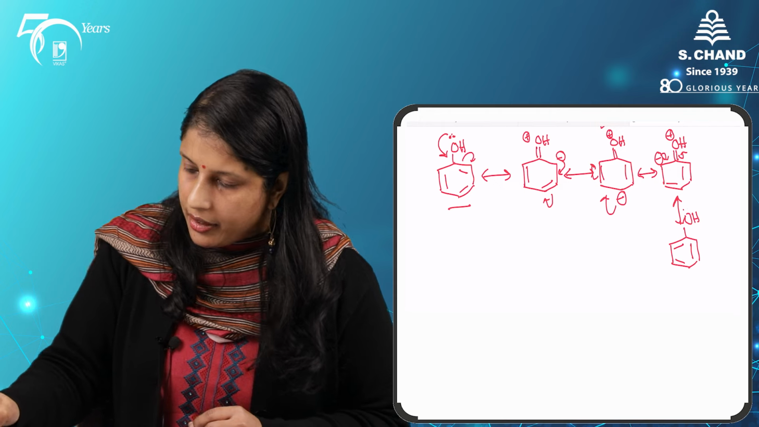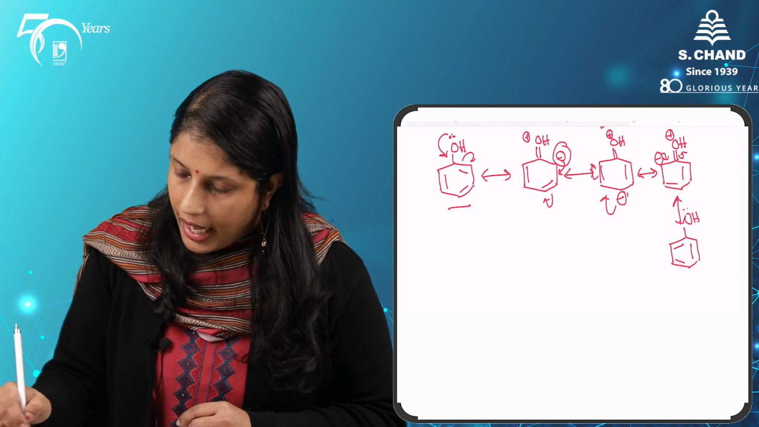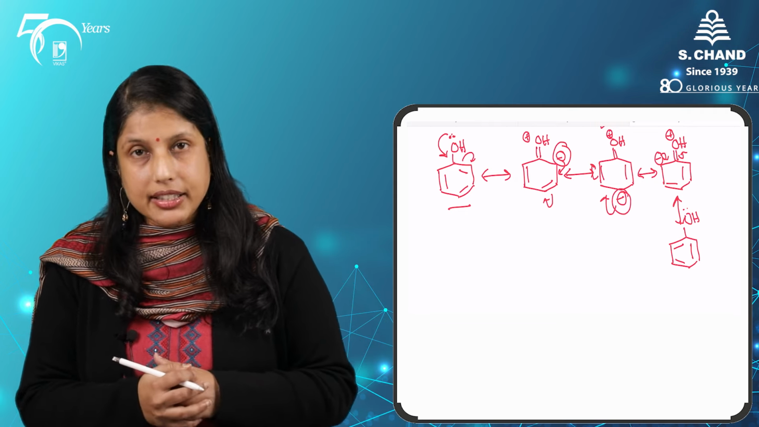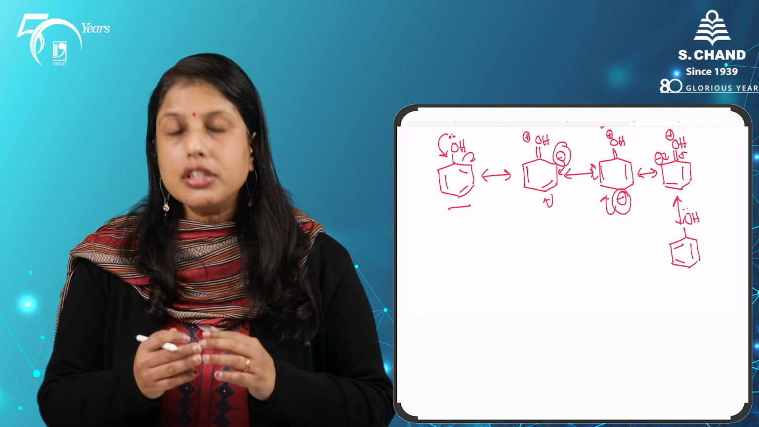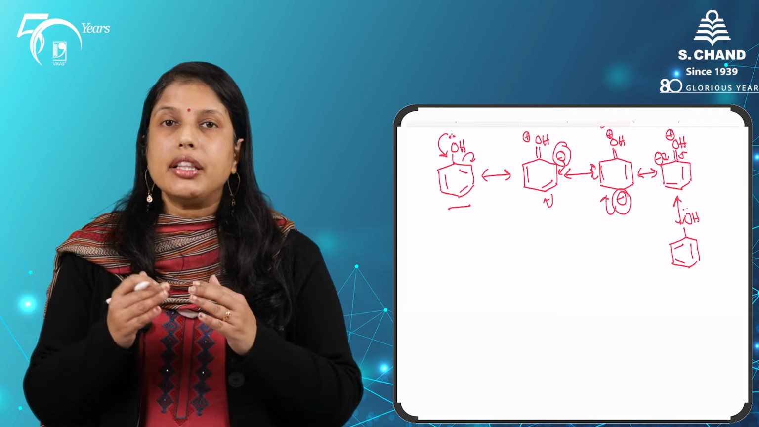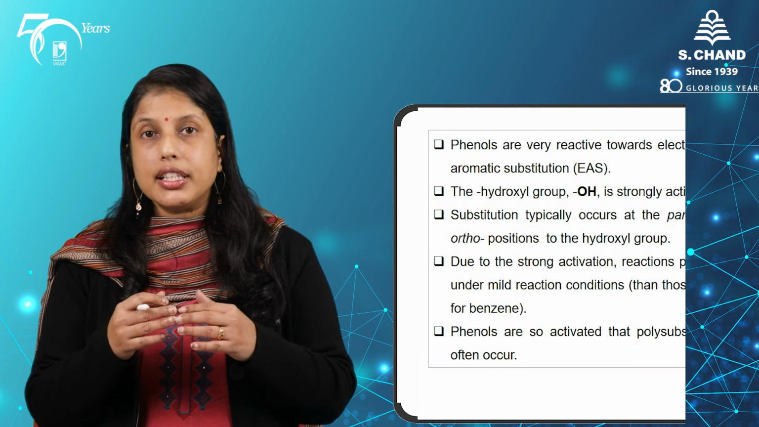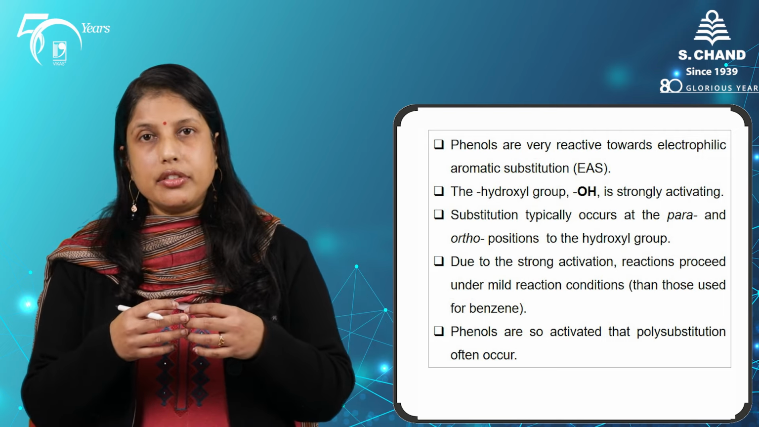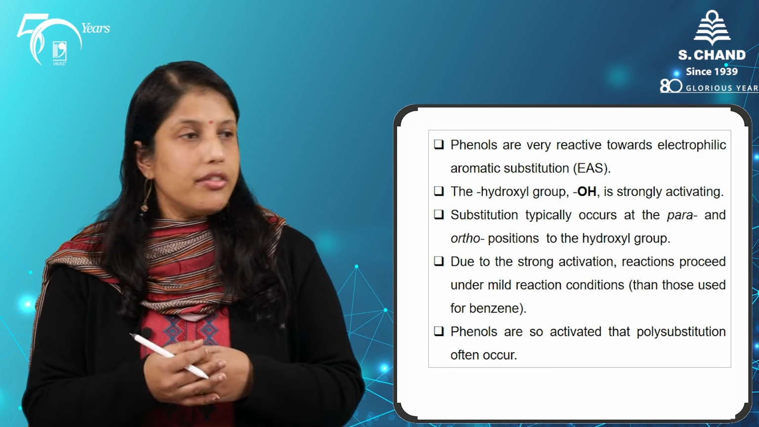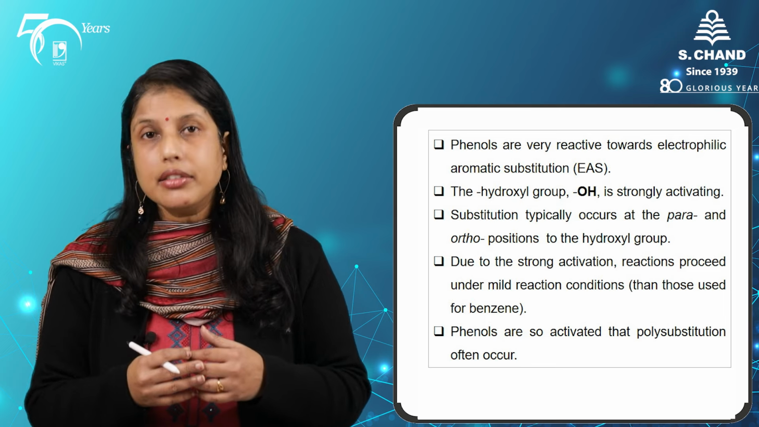All right, and so now you can see that it is at the ortho and the para positions which are activated towards electrophilic substitution. And so phenols, not only are they activating, but they are also going to be ortho-para directing groups. This activating nature of phenols is so strong that you can carry out the electrophilic substitution reactions without the presence of any catalyst, and at many times polysubstitution will take place.